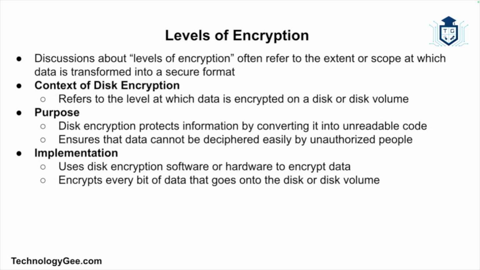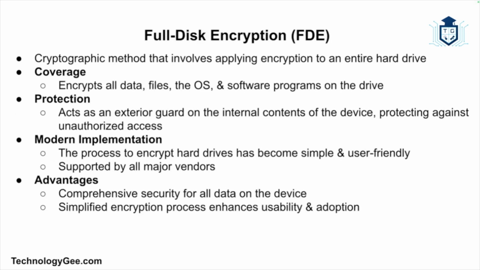All right, so let's talk about levels of encryption. You are likely to hear discussions of levels of encryption. In the context of disk encryption, levels refers to the extent or scope at which data is transformed into a secure format. Disk encryption protects information by converting it into unreadable code that cannot be deciphered easily by unauthorized people. Disk encryption involves using disk encryption software or hardware to encrypt every bit of data that goes on a disk or volume.